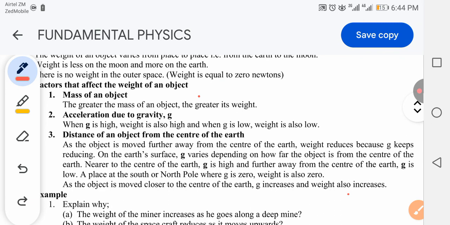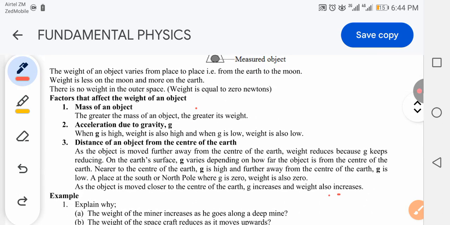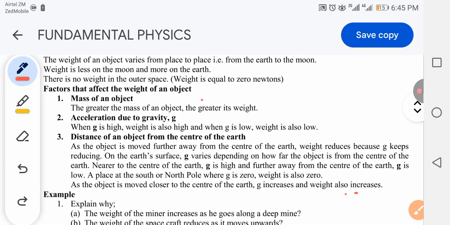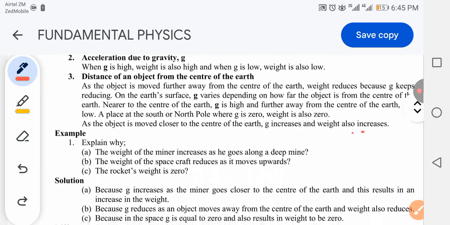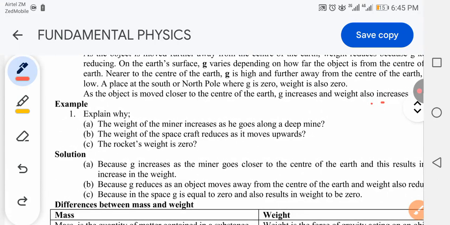Near to the center of the Earth, gravity is high, and further away from the center of the Earth, gravity is what? Low. At a place like the south or north pole where gravity is 0, weight is also 0. As the object is moved closer to the center of the earth, gravity increases and weight also increases. For example, let's look at some examples here. What I'm trying to say in that paragraph is that, for example, this is the center of the earth.